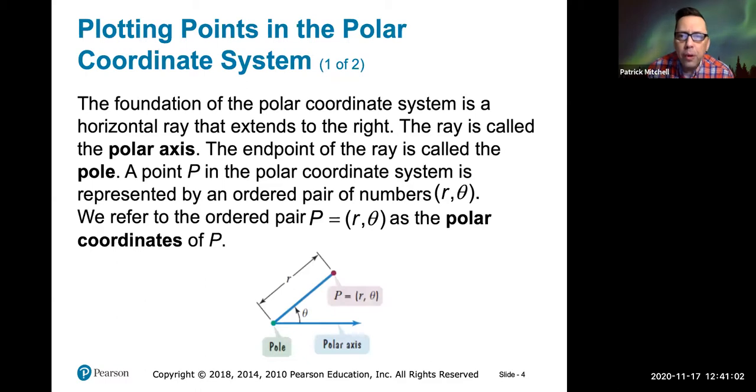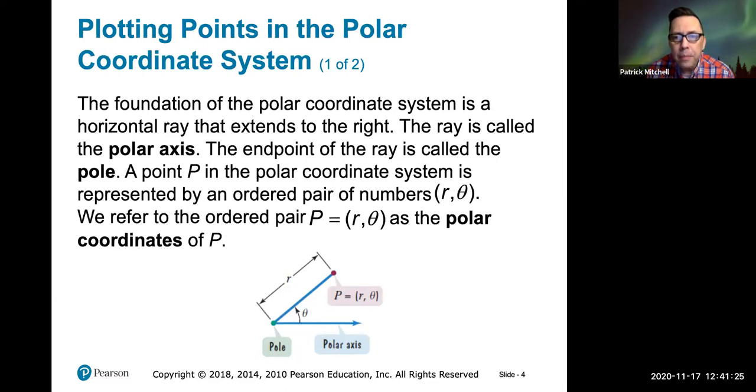The foundation of the polar coordinate system is a horizontal ray that extends to the right. The ray is called the polar axis. So the polar axis would be another name for the positive x-axis in the rectangular system. The endpoint of the ray is called the pole. In rectangular, we call that the origin.